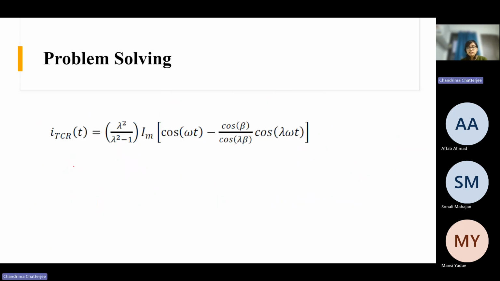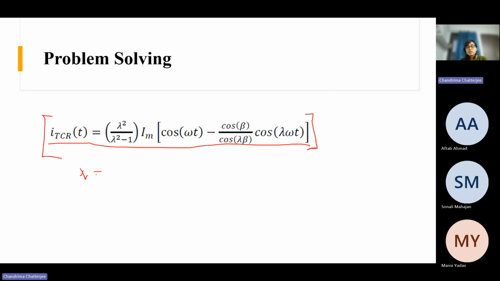Utilizing these two conditions, we can find out the values of A and B. And finally, this will come as the final current expression. This is the expression of the TCR current, the instantaneous expression. Right. So now, we firstly need to know the value of lambda.